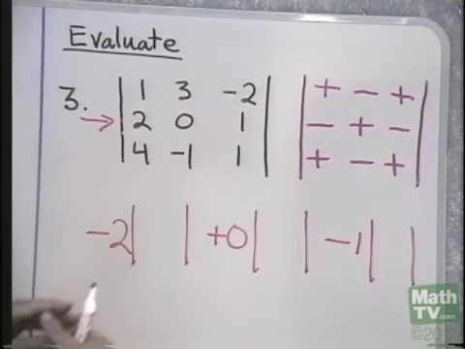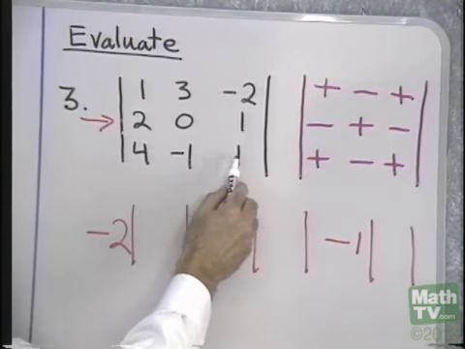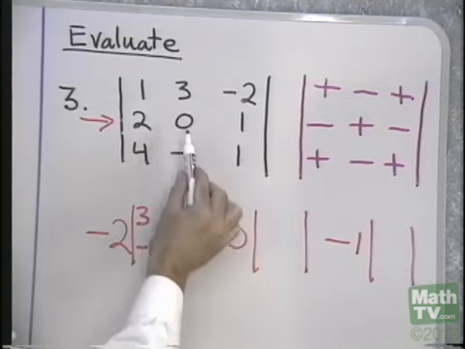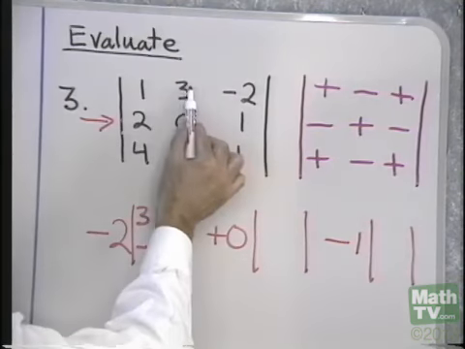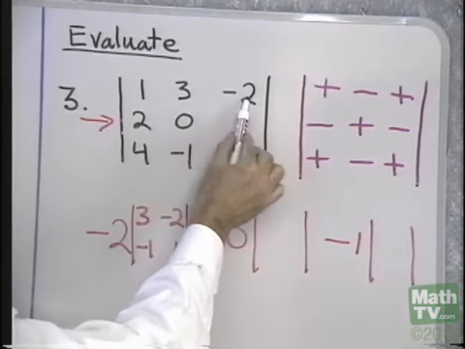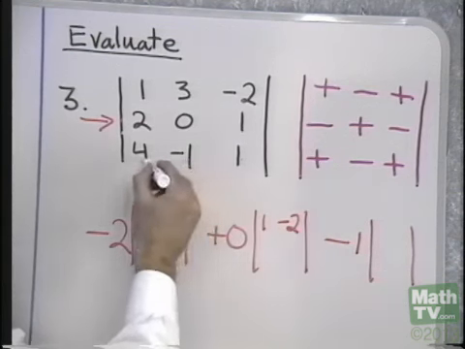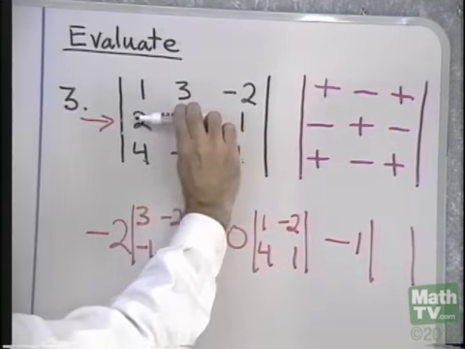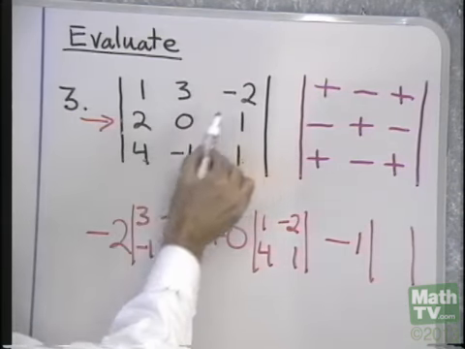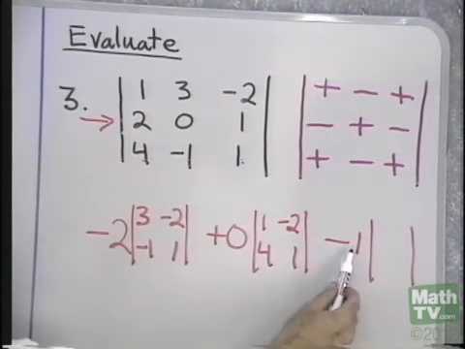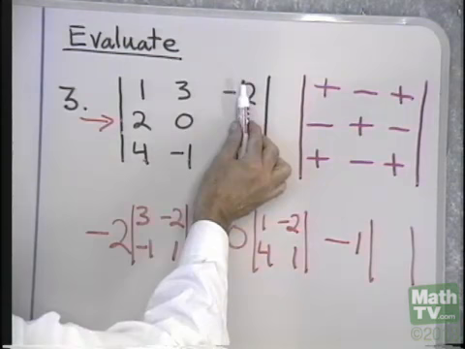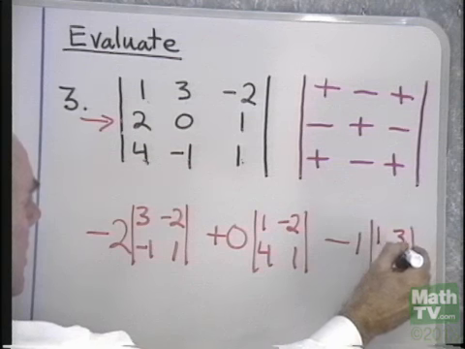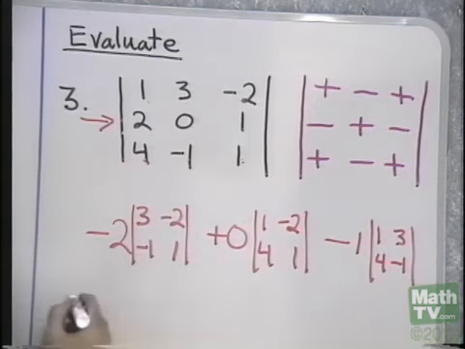So when it comes to this number right here, I cross out that row and that column. The determinant that's left is 3, negative 2, negative 1, 1. I go to this element right here, I cross out that row and that column. What's left is 1, negative 2, 4, 1. Again, that's this element right here, 0. I cross out the row and column that it's in and look at the determinant that's left. Now I go to the last element, which is 1. I cross out the row and column that it's in. What's left is 1, 3, 4, negative 1.